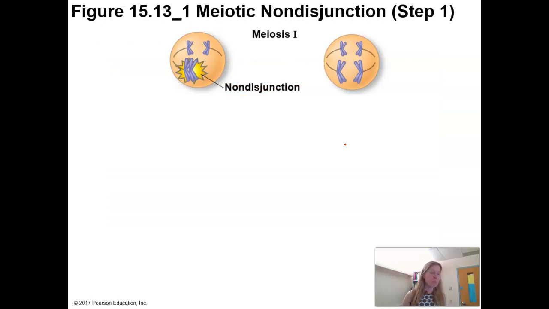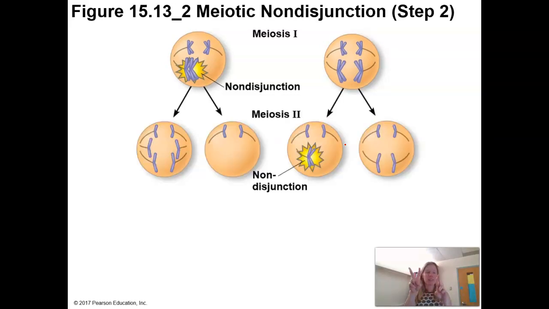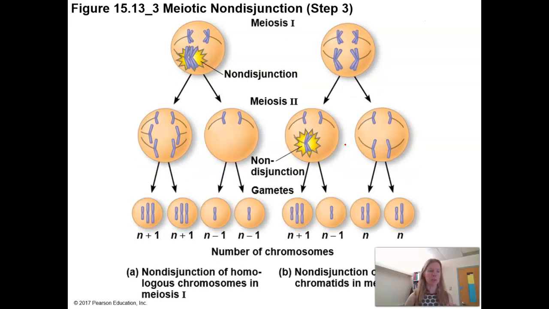Okay, sometimes things don't work right. So what happens if meiosis goes wrong? We get a situation called non-disjunction. So if homologous chromosomes don't separate normally during meiosis 1, or sister chromatids don't separate normally the way they should during meiosis 2, you can end up with the wrong number of chromosomes in those gametes, in the daughter cells.